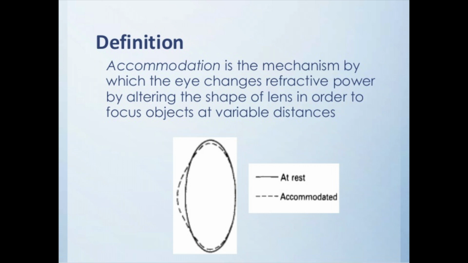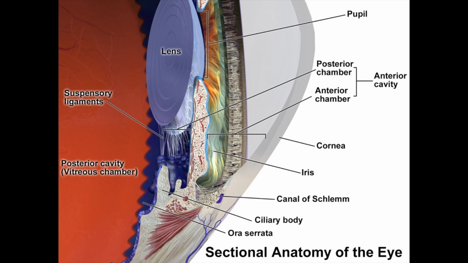Accommodation is the process of keeping an object in focus on the retina as its distance from the eye varies. This is done by changing the refractive power of the eye. Since the refractive power of the cornea is constant, the structure responsible for changing refractive power is the lens. The lens is connected through the zonular fibers with the ciliary muscle.